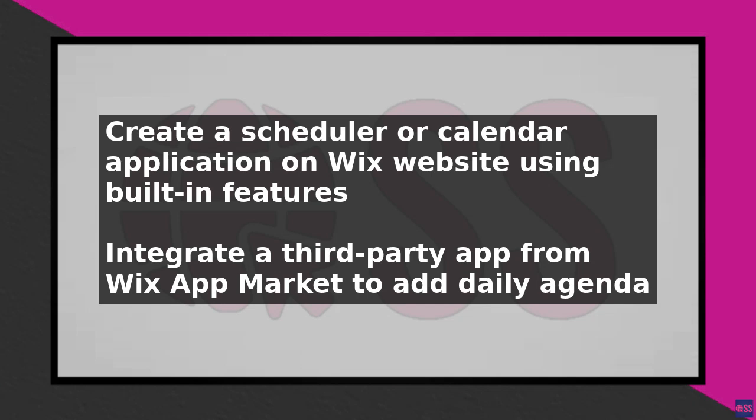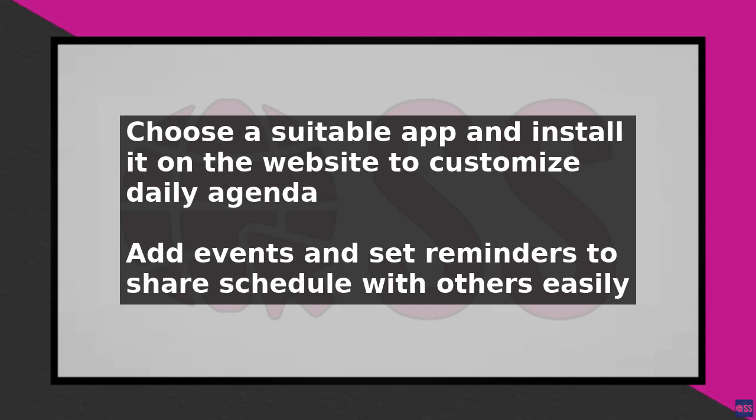From there, click on the Add button on the top bar and select More from the drop-down menu. This will take you to the Wix App Market where you can search for scheduler or calendar apps. Choose an app that suits your needs and click on the Add to Site button to install it.